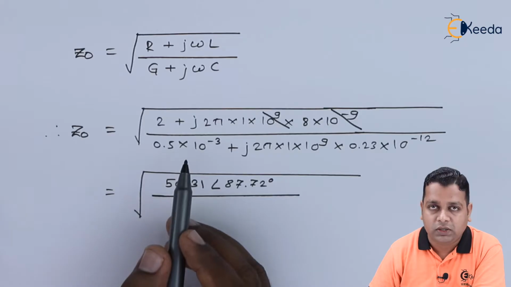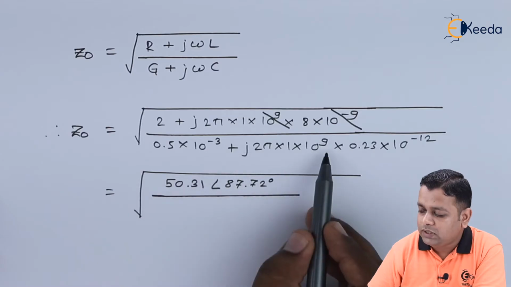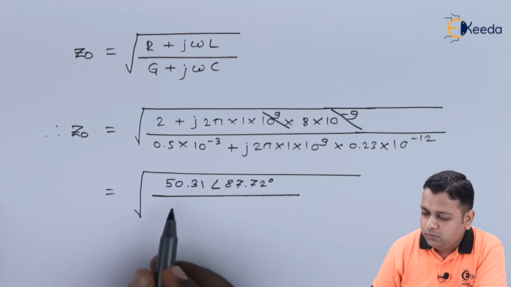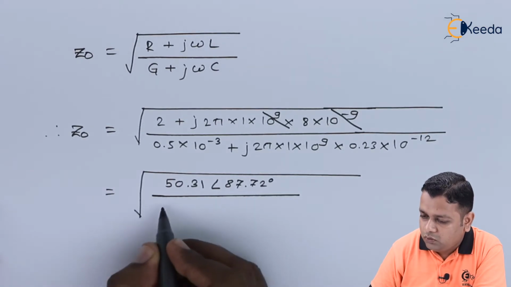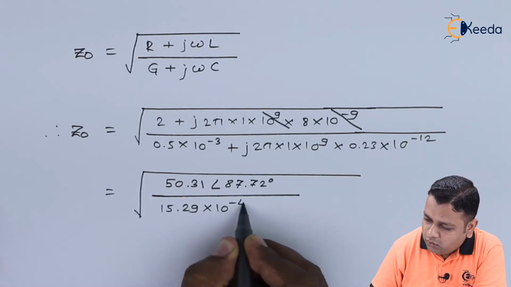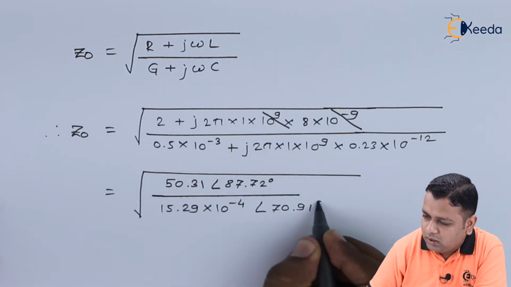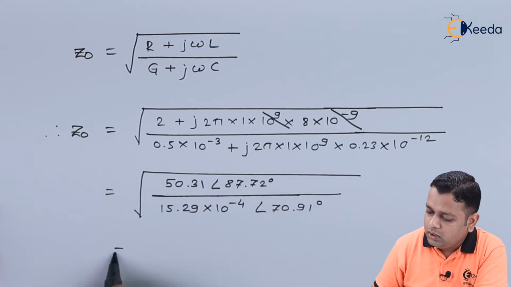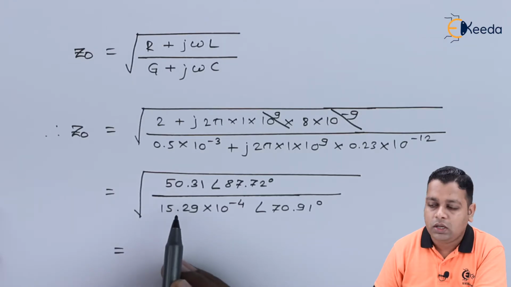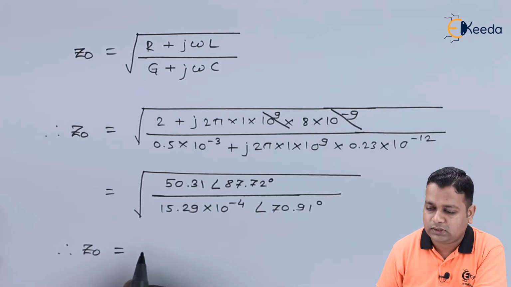This conversion from the complex representation to the polar representation can simply be performed on the engineering calculator. By the same procedure we convert the complex representation in the denominator to polar representation. Therefore the denominator under the square root has magnitude 15.29 into 10 raised to the power minus 4, and the angle we obtained is 70.91 degrees. Dividing in the same domain and taking the square root, we obtain the next step for determination of the value of characteristic impedance.